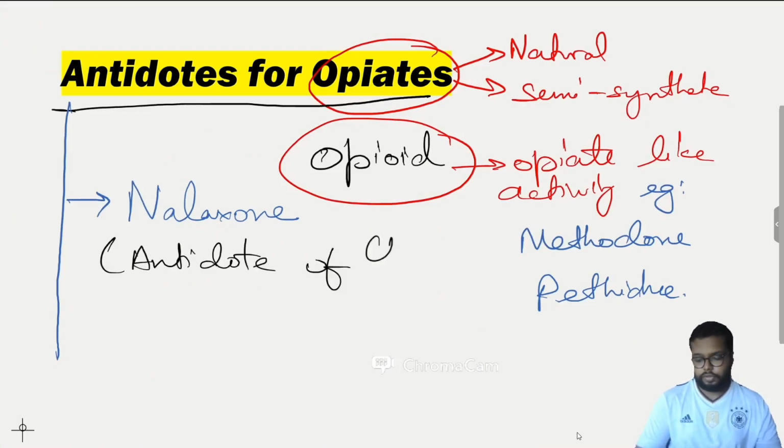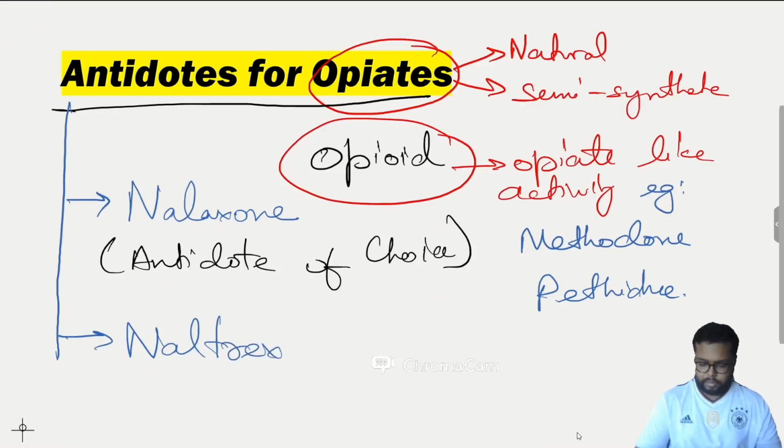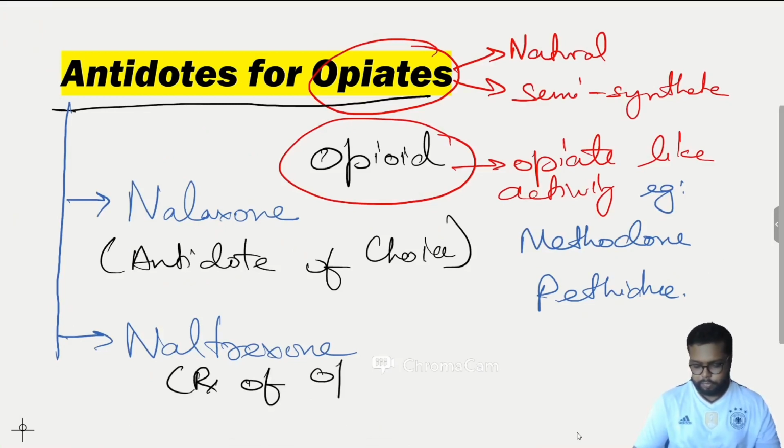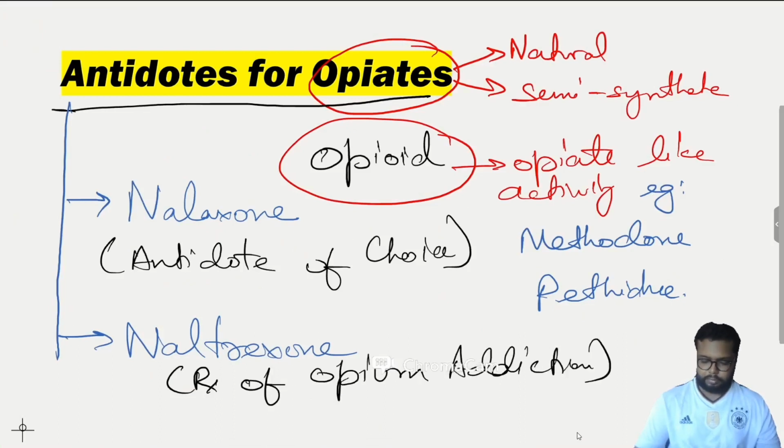Antidote of choice. Next we have naltrexone. Naltrexone is used for treatment of opium addiction.